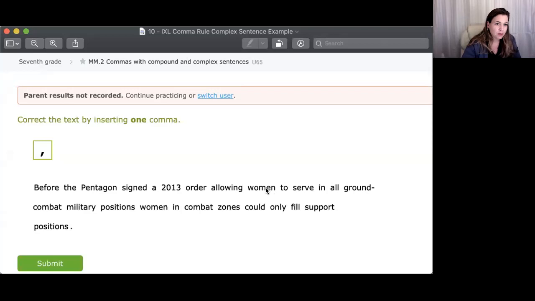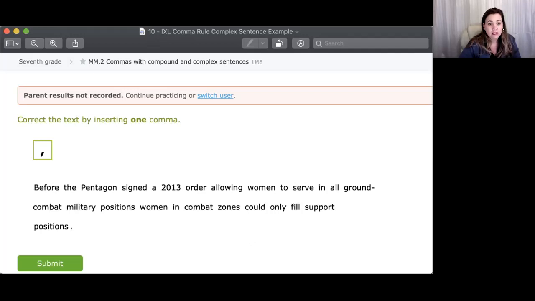Okay, so I have an example here from 7th grade IXL. This one is asking to correct the text by inserting 1 comma. This is an example of where I was talking about finding the independent clause and then putting the comma in front of it. So first we're going to read the entire sentence. Before the Pentagon signed a 2013 order allowing women to serve in all ground combat military positions, women in combat zones could only fill support positions.